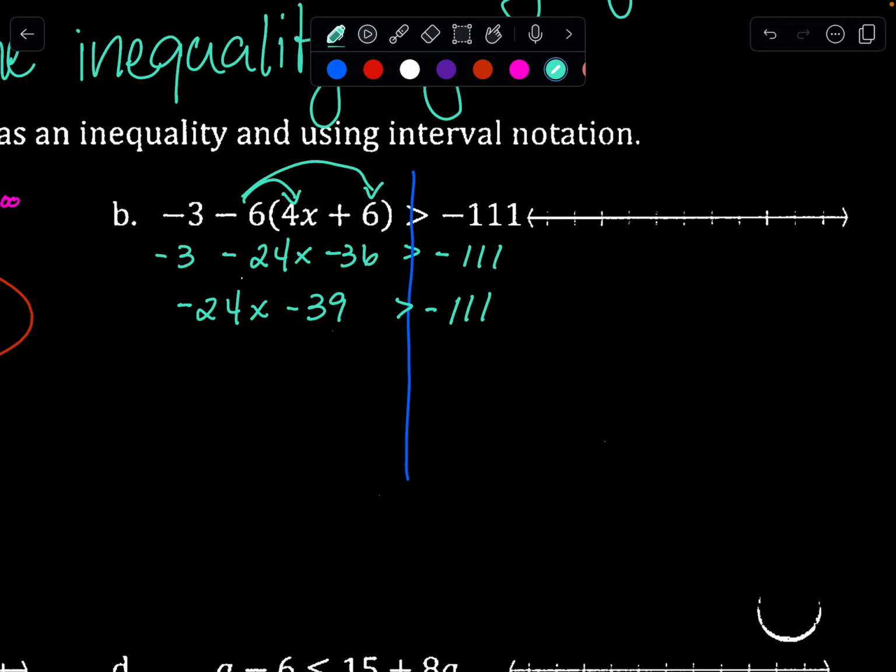My next thing is to make sure that I have my x on this left side, which it is. Let's move all the numbers to the right side now. Add 39. Add 39. 39s are gone. You end up with negative 24x is still greater than, well, negative 111 plus 39 in this case should be, I want to say 72, negative 72. Let me just check real fast.